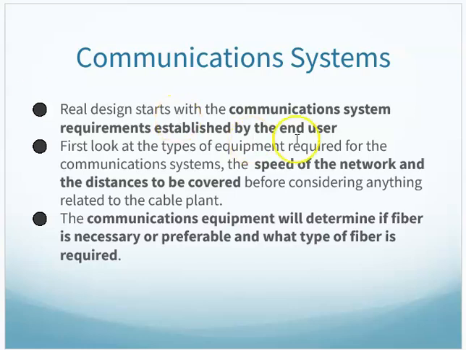Real design starts with your communication system requirements by the end user. What is it they need? What kind of bandwidth do they need? What kind of distance is going to be covered? Again, maybe we're connecting two buildings, two sites of a company. We're connecting them together, so we need to know what kind of distance, what is going to be carried across that, what is your need now, what is your need down the road. And the communications equipment would determine the type of fiber, if necessary, and preferably what type we would need to accommodate their needs.